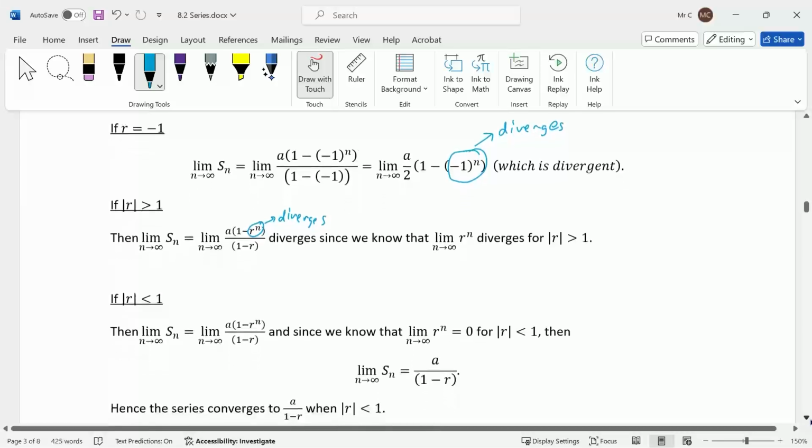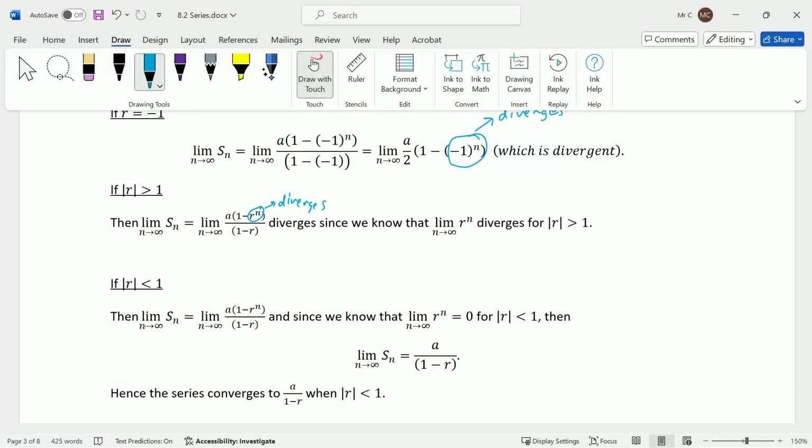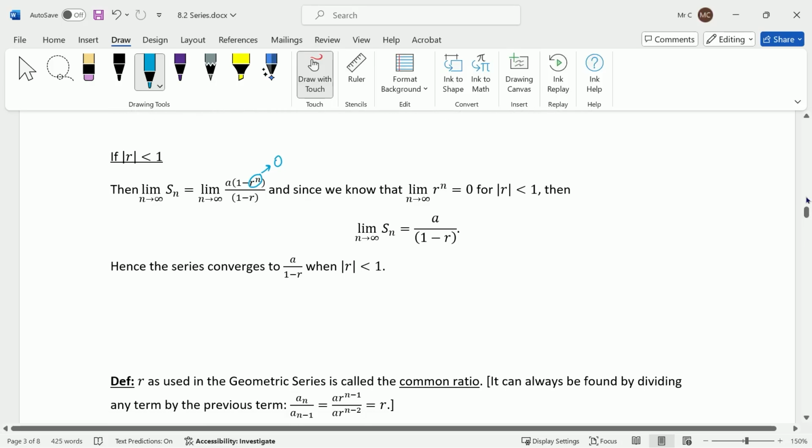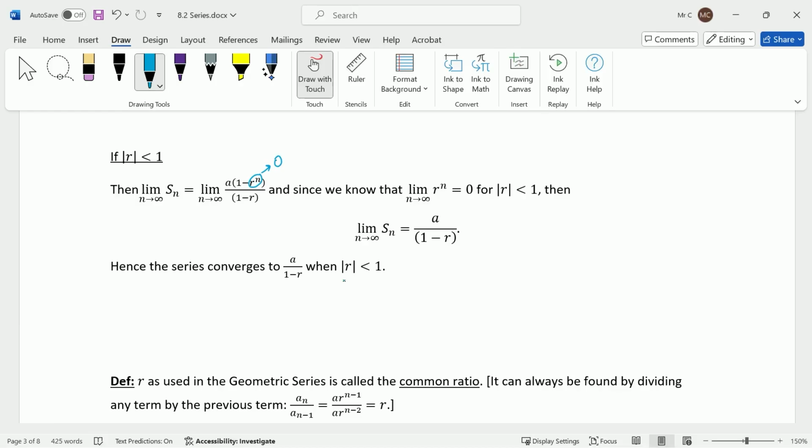Finally, if the absolute value of r is less than 1, then when I take the limit of partial sums, I know that this r to the n is going to go to 0. And so we get the limit as n goes to infinity of S sub n is a times 1 over 1 minus r. So altogether, we summarize as saying the series converges to a over 1 minus r when the absolute value of r is less than 1.